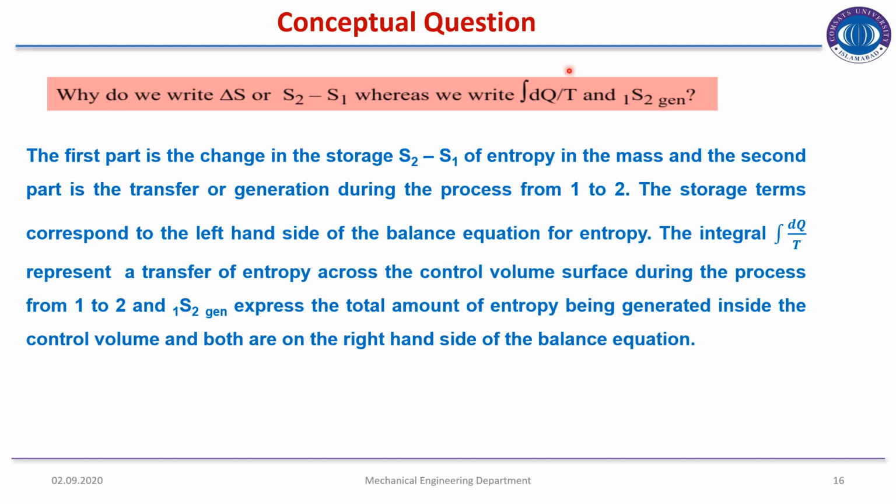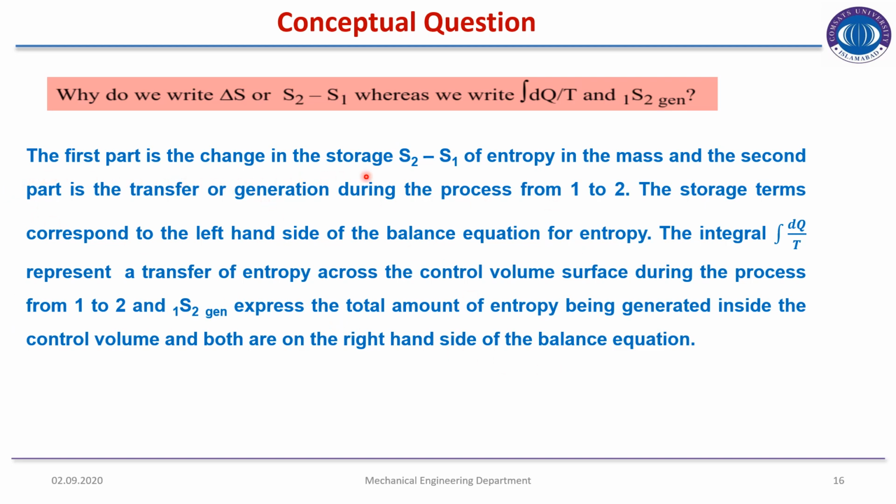So the third conceptual question: why do we write delta S, or S2 minus S1, whereas we write integration dQ by T or S1 to 2 generation? So the short answer is that the integral and generation terms are path functions and S is a state function, therefore we write it in these ways. So you can read the answer as well.